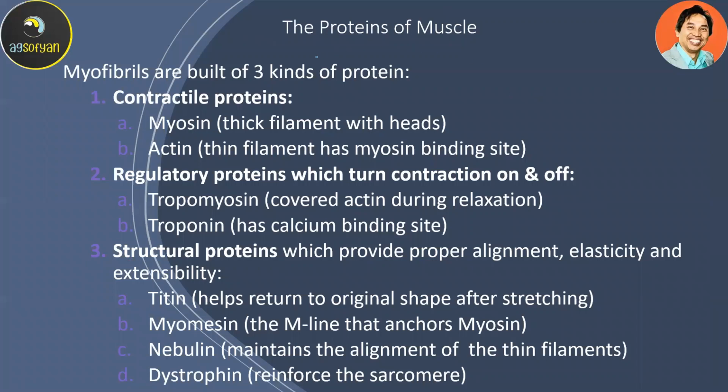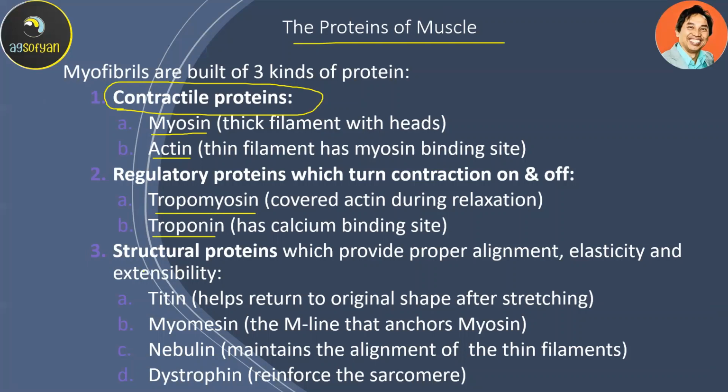Okay, now we're going to learn the three main types of proteins in the muscle. The first one is called the contractile protein. This is the protein that really gives contraction. I mentioned before, this is going to be myosin and actin. But there is another type of protein that regulates that contraction, and there are two of them. They're called tropomyosin and troponin.